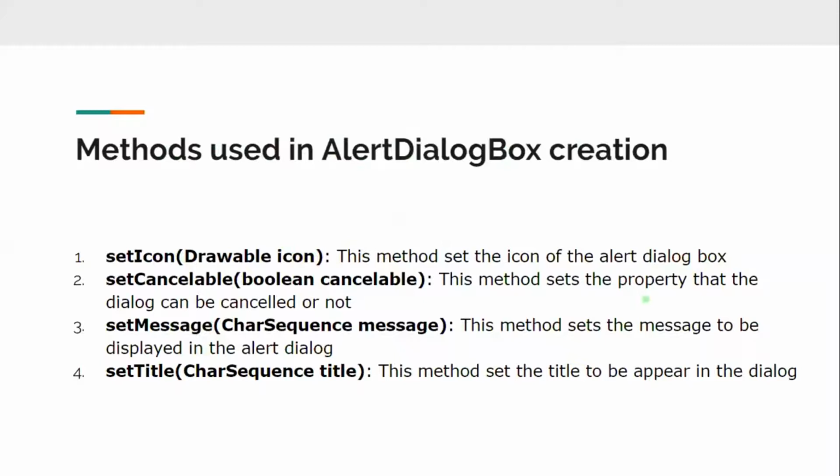After this, we have set cancelable. This method sets the property that the dialog can be cancelled or not. Then we have the next thing, set message. This method sets the message to be displayed in the alert dialog. After this, we have set title. So obviously, like the components which we saw on the previous screen, all those components could be initialized just by using the set methods.